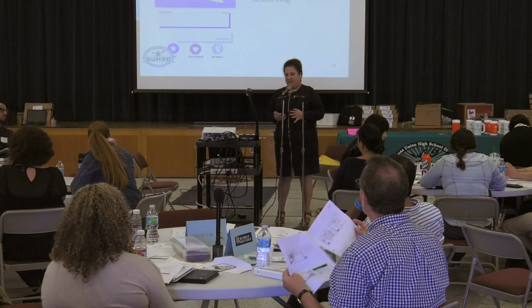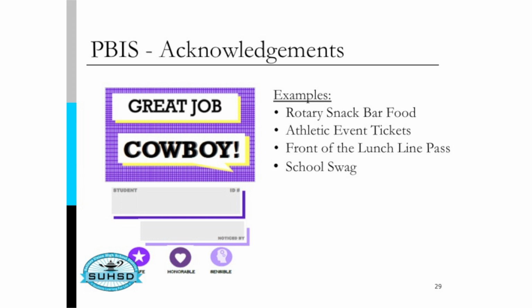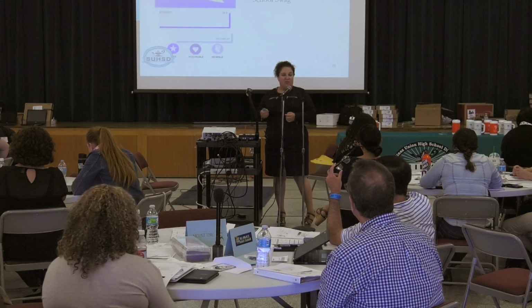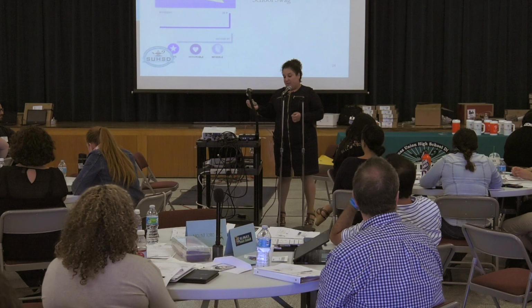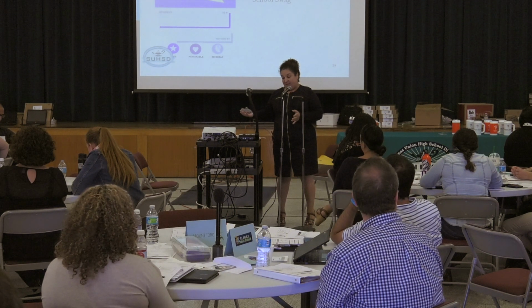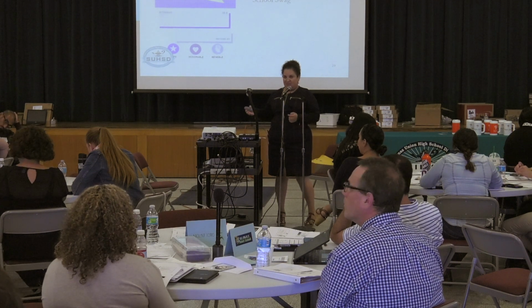The next big piece that we've talked about is acknowledgement systems. So we're always tying our acknowledgement systems to our school-wide expectations. We've talked a lot about respect and responsible as being major common school-wide expectations. So make sure when you give an acknowledgement, you let them know why they're getting that. Thank you for being respectful. Thank you for being responsible or motivated, whatever your school-wide expectations are, if you can connect those things. And oftentimes the school will have weekly or monthly drawings. Students can win things like snack food from the snack bar, athletic event tickets, front of the line lunch passes at our middle schools. They really like those.